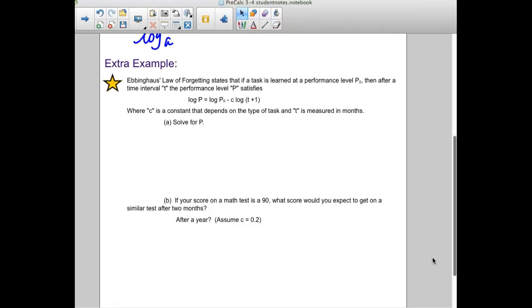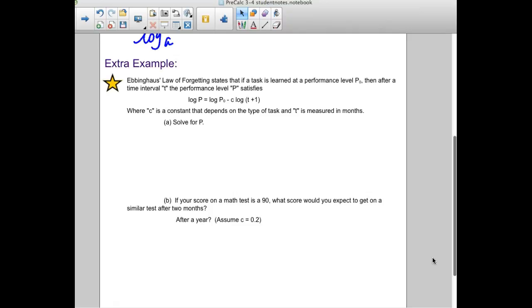I'll give you an example. You study for a test. You take the test today and say you get 95%. What's going to happen if you take that test a year later and you don't restudy for it? You're not going to get the same score, right? Your score is going to go down. All right, so for our example here, it says that C is a constant that depends on the type of task, and T is measured in months. And they're asking us to solve this for P.